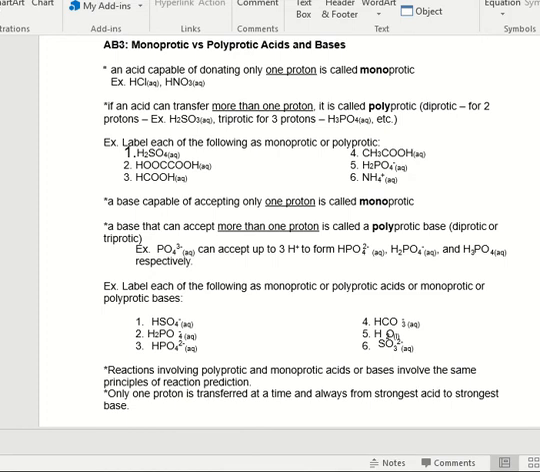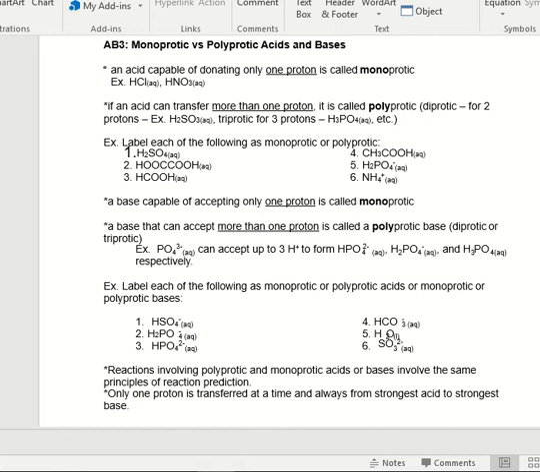Monoprotic and polyprotic acids. We can always say an acid can donate 1 H for sure, but some acids will donate more than 1 H. They will be diprotic or polyprotic. Could be triprotic if they have 3 H's to donate. So I can see that HCl in this example here is only going to donate 1 H. It only has 1 H.